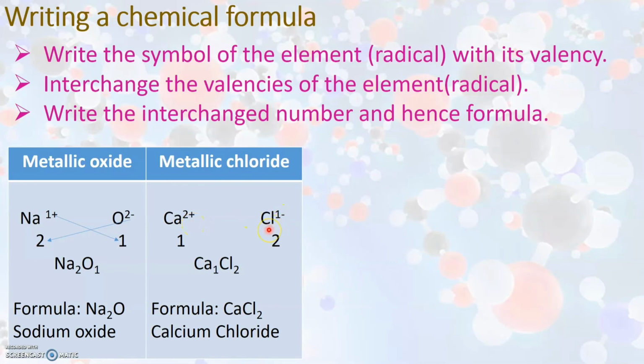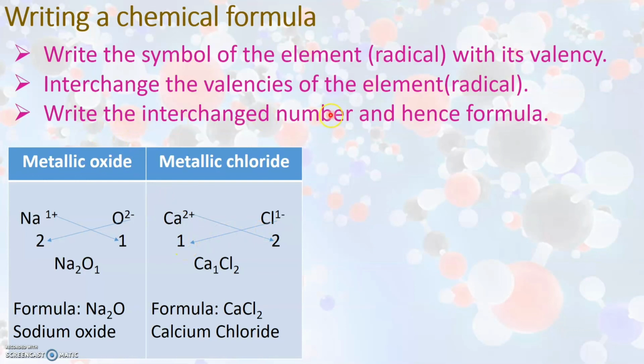Now in case of chlorine, which is a non-metal, it has got a negative valency, where all non-metals will generally have a negative valency. And we have already studied the valency of chlorine, that is equal to 1. And therefore we write it as Cl 1 minus. Now what is the next step? We need to interchange the valencies of the element or radical, which means the valency of calcium, that is 2, will now go for chlorine. And the valency of chlorine, that is 1, will now go for calcium.